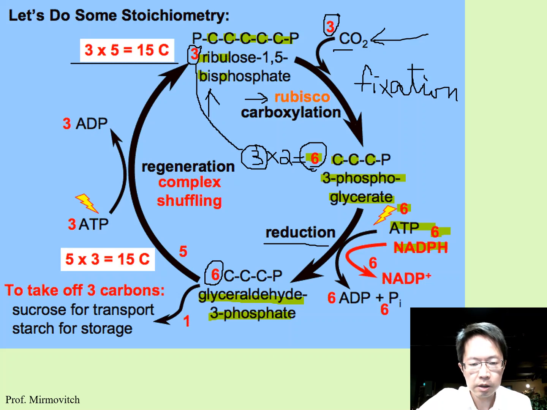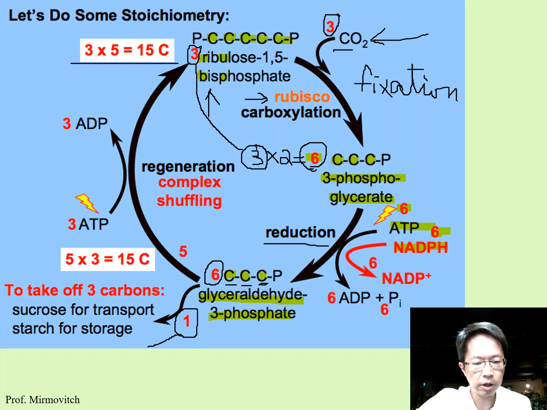Because G3P also has 3 carbon. 1, 2, 3. The 3 carbon is the same 3 carbon from the 3PG. So the number of carbon atoms is the same. 1, 2, 3. It's the same carbon atoms. Well, we got 6 G3P. Then what happened? One of them is used for making sugar.